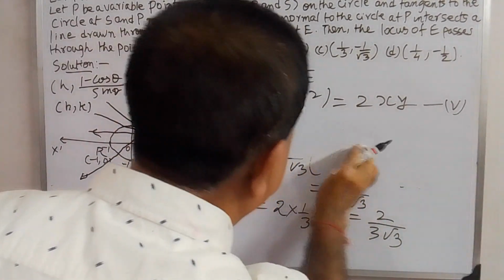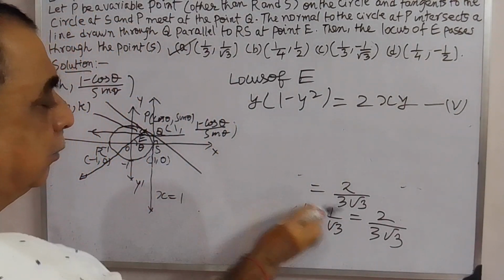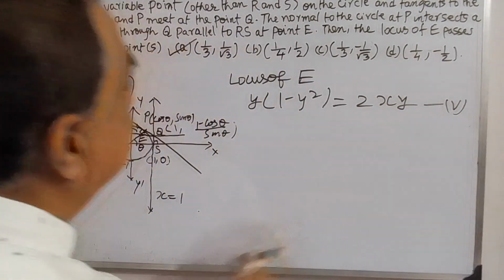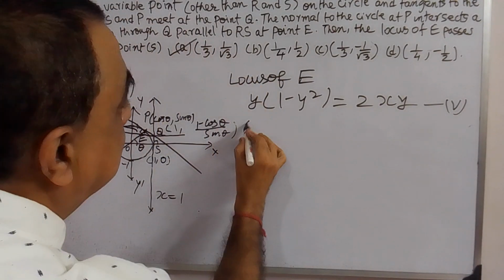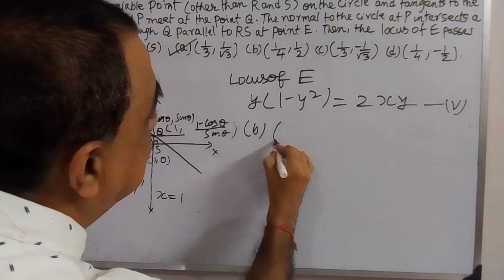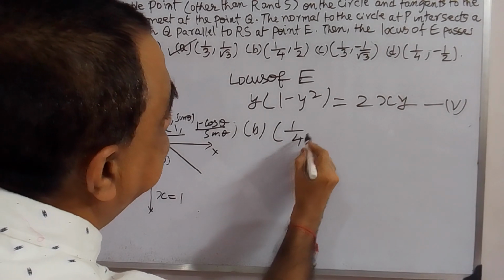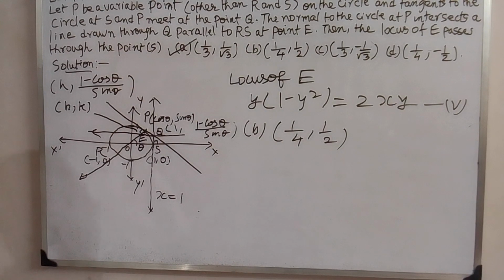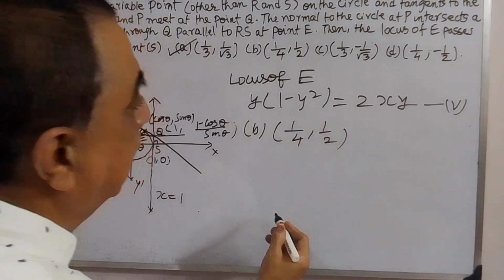Now let us check B. One by one we will check all the given points. So now you will check the point B. What is the point given? Here it is given 1/4 and 1/2. So in place of x you will write 1/4, and in place of y you will write 1/2.